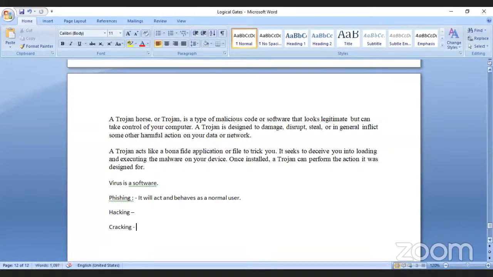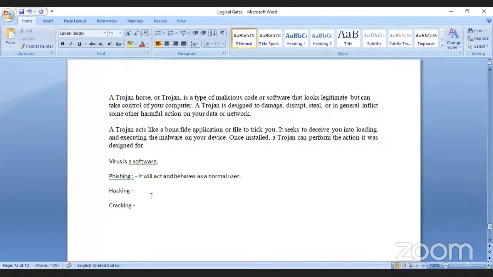Does anyone know about hacking and cracking? Hacking, we have heard about so many times. Multiple people know about hacking. What do you mean by hacking? Basically, they will steal our information, take the data, intentionally or unintentionally? Intentionally. Okay. Cracking means? Cracking means modifying.